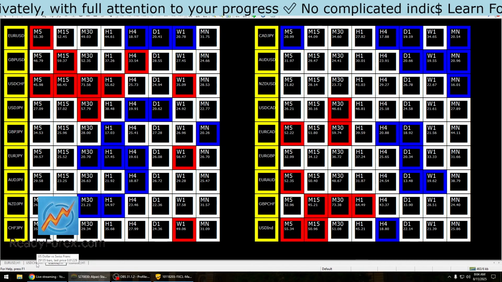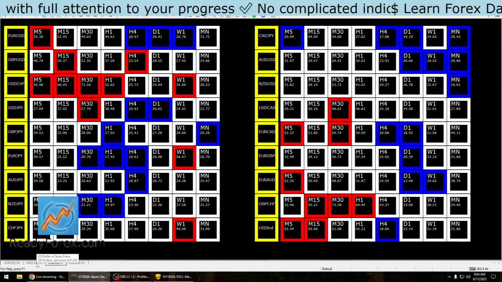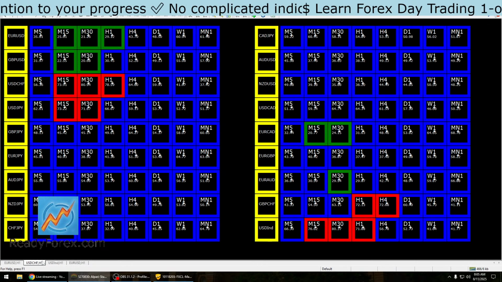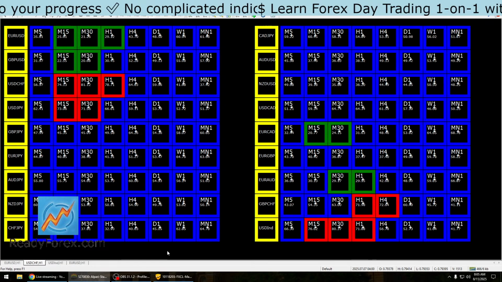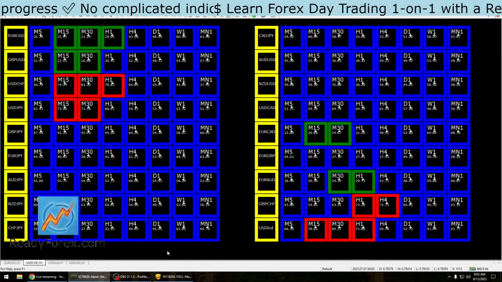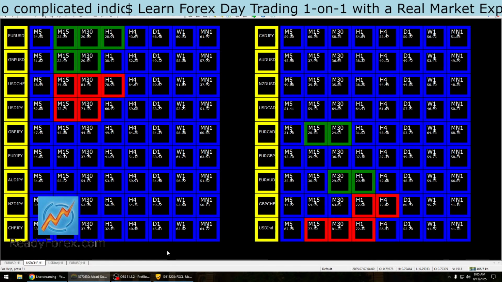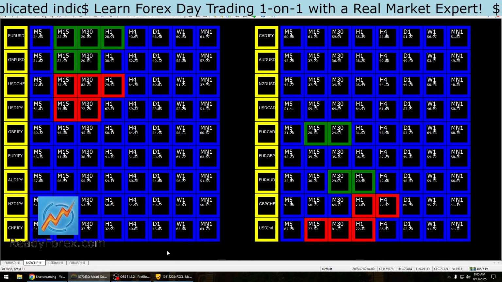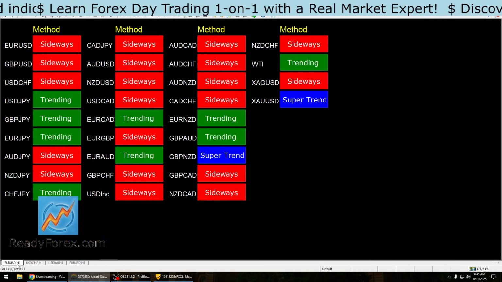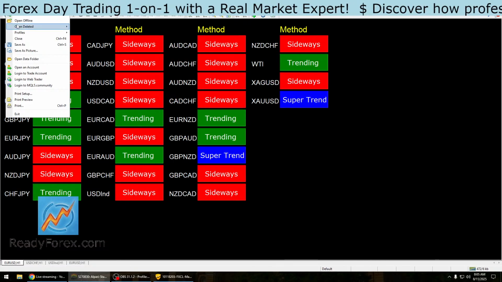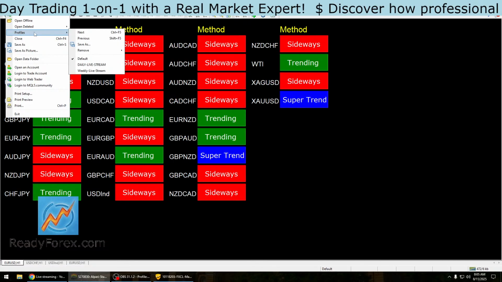Let me go back to the other screen. So the decline in the GBPUSD currency pair is probably going to push the market more to the downside. That's what's probably going to happen. Okay, let's go over to the analysis.